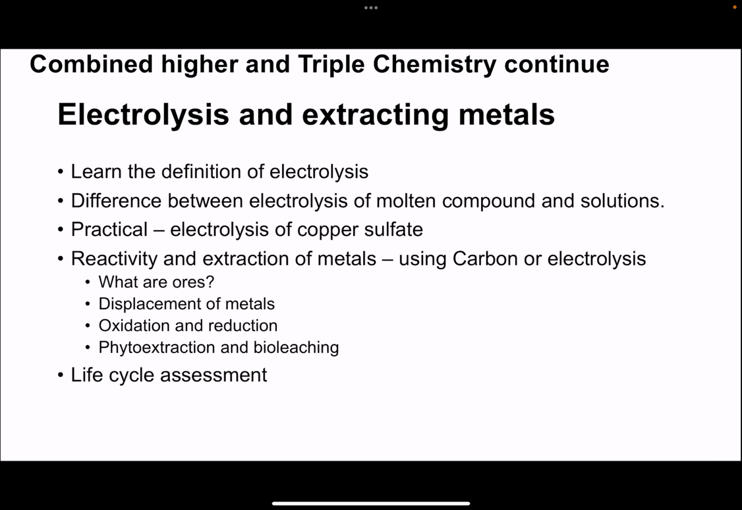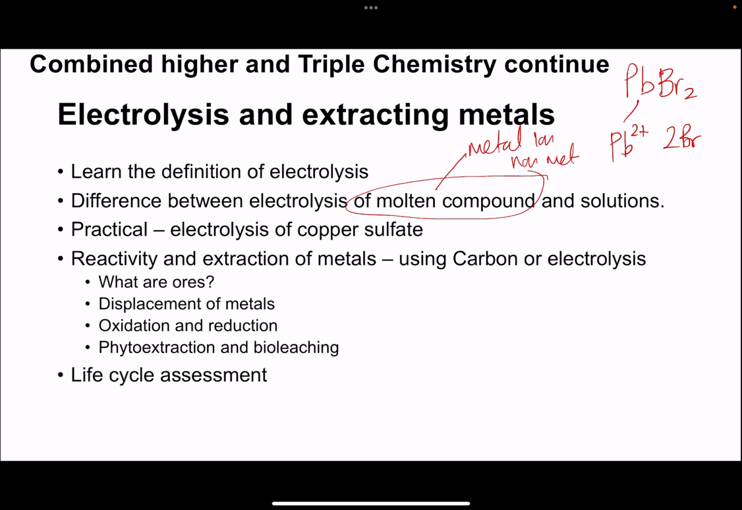Right, whether you're doing combined or triple, you will get questions on electrolysis without fail. So please note, learn the definition of electrolysis. It's the splitting of an ionic compound using electricity. A molten compound is a compound that splits up into 2 ions only, a metal ion and a non-metal ion, like lead chloride or lead bromide, that will split into lead and bromide ions.